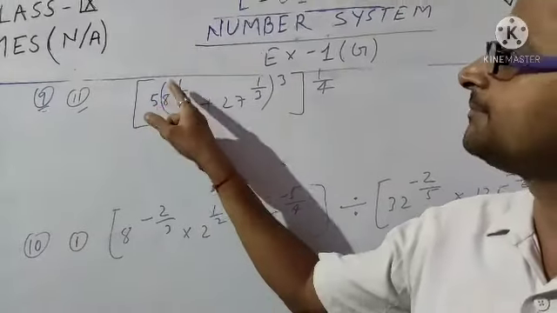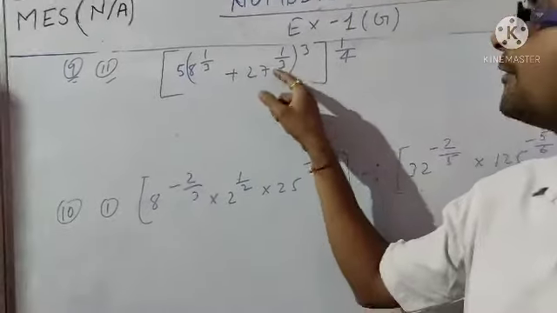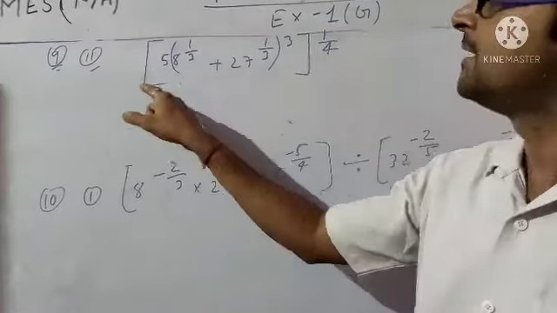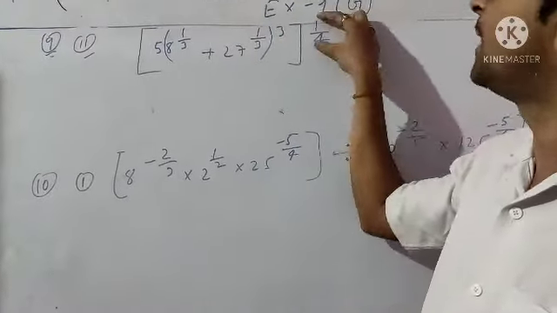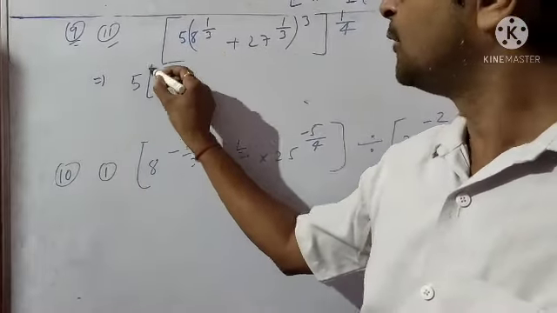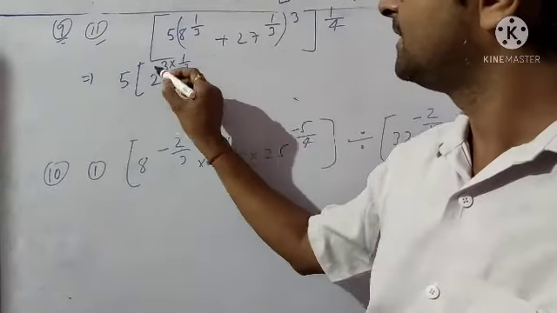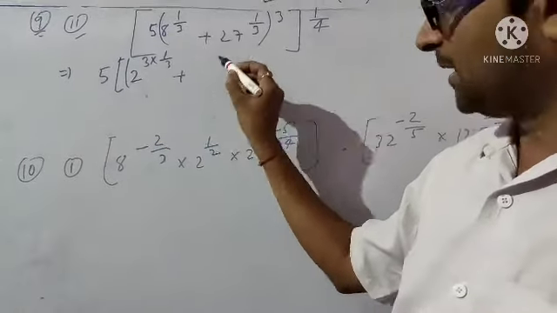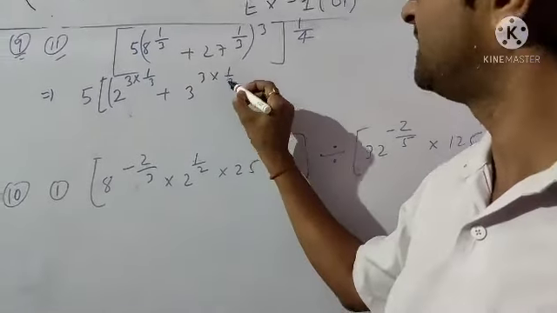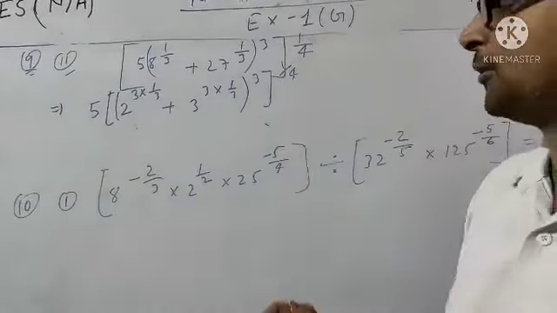Big bracket 5, small bracket 8 का power 1 by 3 plus 27 whole to the power 1 by 3, and the whole power is 3, and complete power, that means the main bracket power, is 1 by 4. Okay student, so here 5, we know that 8 can be written as 2 का power 3 into 1 by 3. Take the small bracket. 27 can be written as 3 का power 3 into whole power 1 by 3, and complete power is 3 and 1 by 4.